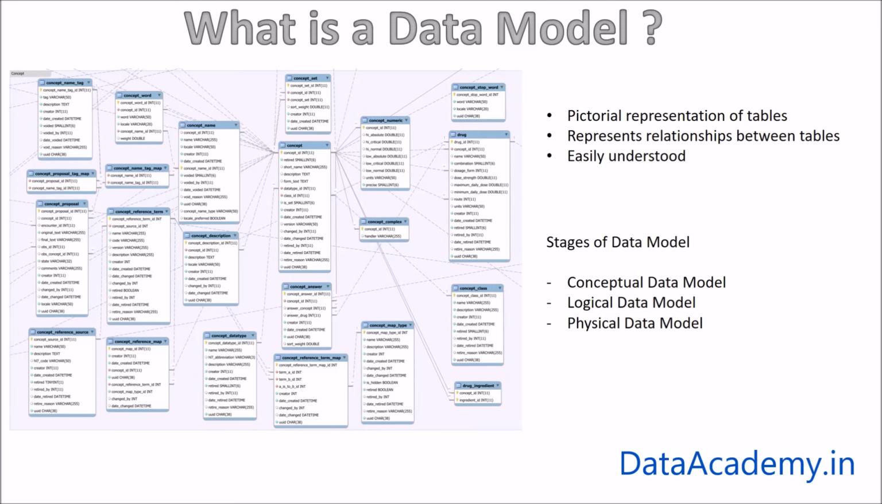When a data model is being designed, we progress through three main stages. They are conceptual data model, logical, and physical data model, in this order. Now, let's look at the first stage, which is a conceptual data model.